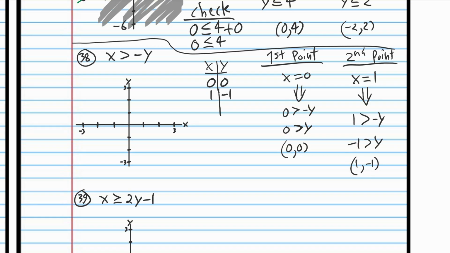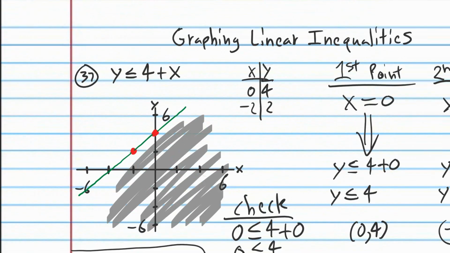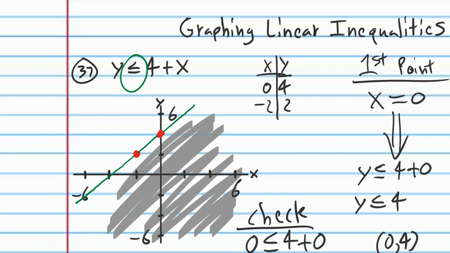We're going to go ahead and graph the line. So we have 0, 0, and we have 1, negative 1. Now, this inequality is not an equal to sign. On 37, we had a less than or equal to symbol.